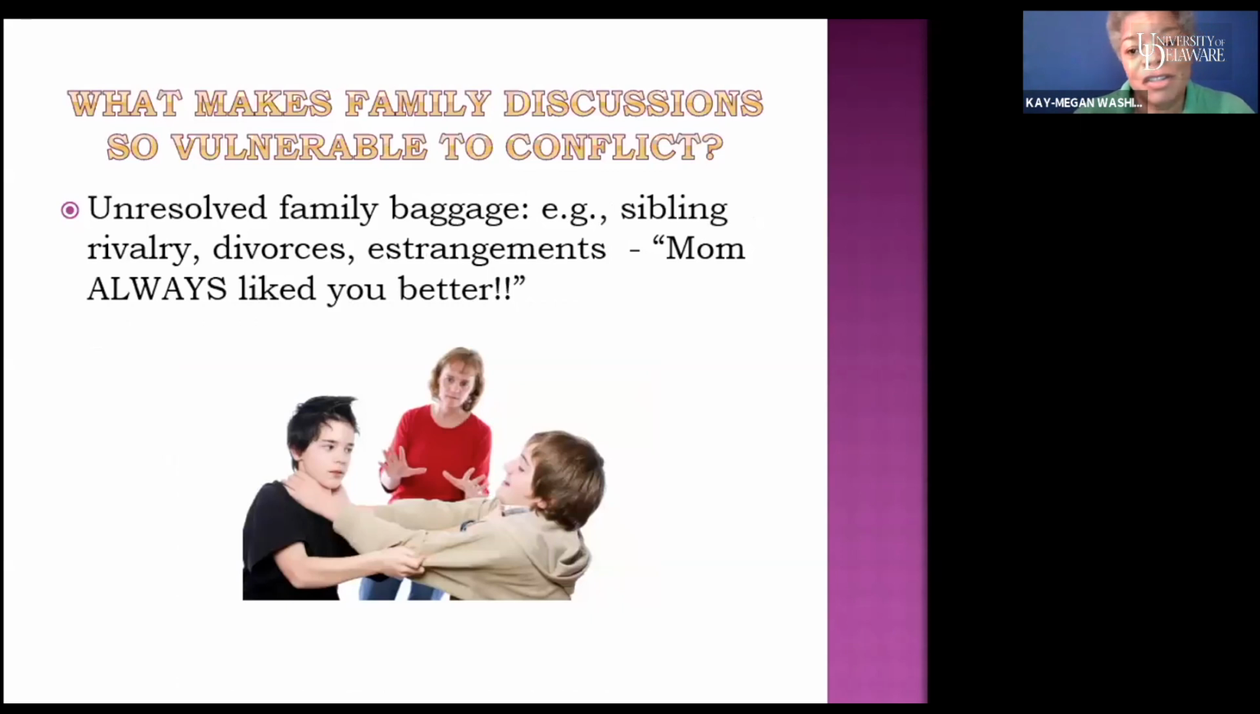Unresolved family baggage. Somebody had said family dynamics earlier. One of the things that will tend to come out in this sort of a discussion is unresolved family dynamics. Things that you may not have thought about since you were small children, but they always come out. Mom always liked you better. Sibling rivalries, divorces, estrangements of varying degrees.